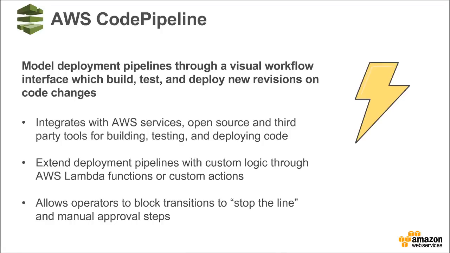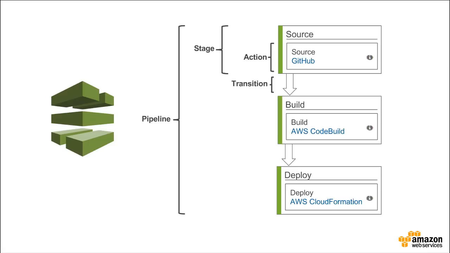So CodePipeline integrates with AWS services as well as open source and third-party tools. Things like GitHub and AWS CodeCommit are supported as source steps, for example. For building and testing, the two systems I mentioned, AWS CodeBuild and Jenkins, are supported. And it allows you to model your deployment pipeline and also operate it. So it allows you to do things like block transitions. You can have manual approval steps to integrate that into your pipeline if that's part of your process, etc.